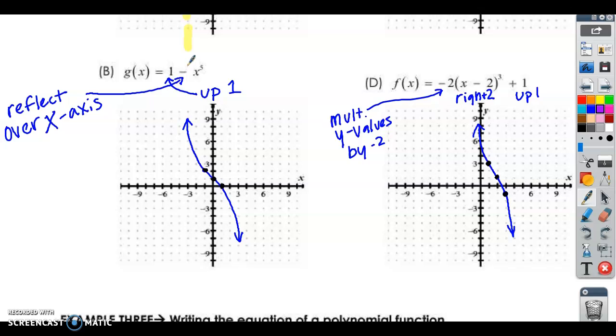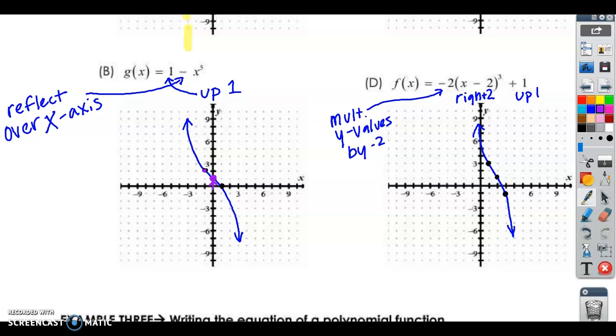So this negative in front of this x to the 5th tells us we've got a reflection over the x-axis. It's just like when you are graphing negative x squared versus positive x squared. It's just going to flip over the x-axis. And then, of course, this is a plus 1, so it's going to shift up 1. So for my 0, 0, I'm just going to go up 1.